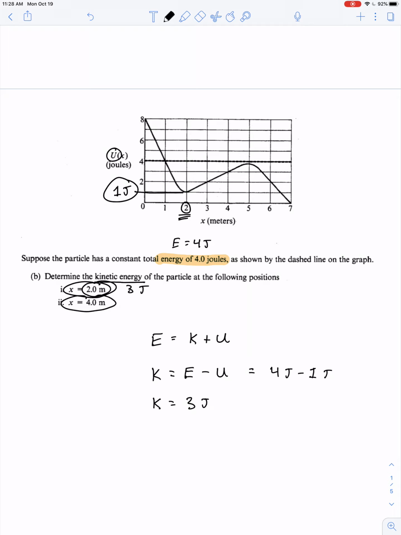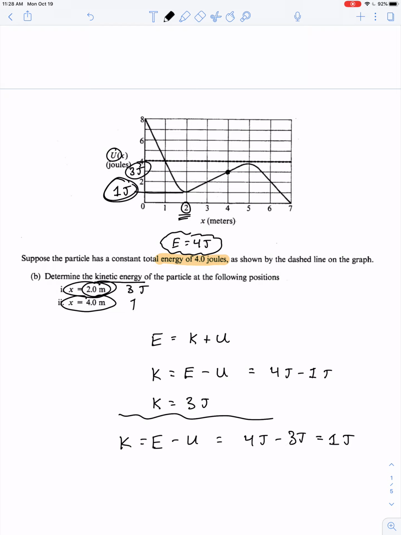Now when x is equal to 4 meters, we see that the potential energy has gone up from 1 joule up to 3 joules. So if the potential energy goes up, the kinetic energy must go down so that the total energy remains 4 joules. This is the idea of the law of conservation of energy, right? So now our total energy minus our potential energy gives us our kinetic energy. This is 4 joules minus 3 joules to give 1 joule. 1 joule of kinetic energy when the position is 4 meters.